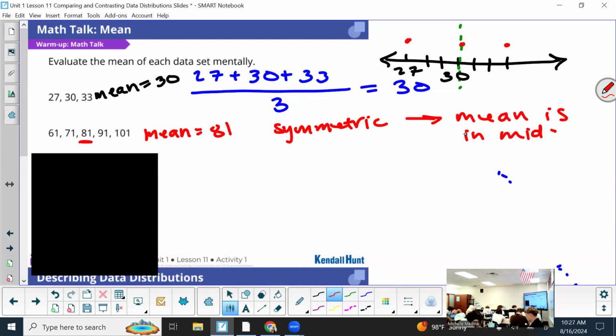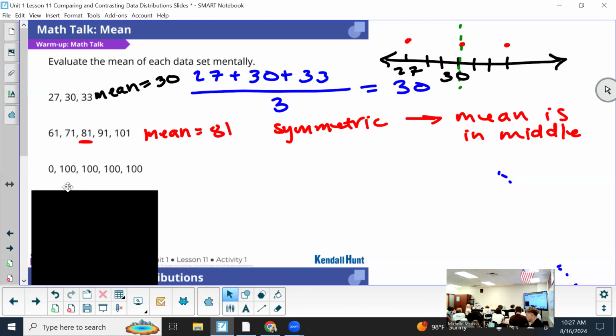I mean, these numbers aren't as easy to add up, but you definitely could, it's not impossible without a calculator. And then if I did add them up, what would I have to divide by? 5. 5, because there were 5 data points. So then when I do that, I do get that the mean is 81. So again, there are multiple ways to determine the mean. But if the data is symmetric, the mean will be in the middle.